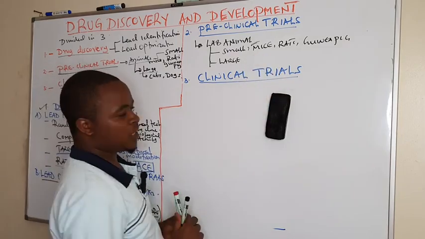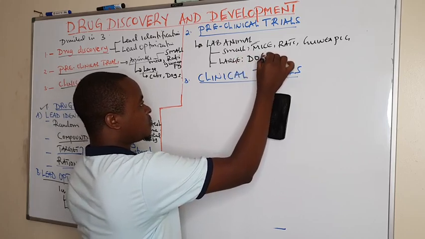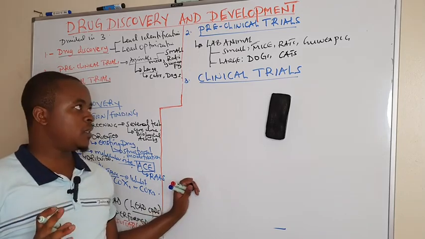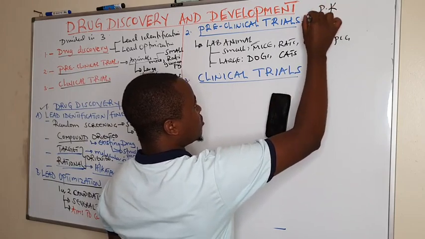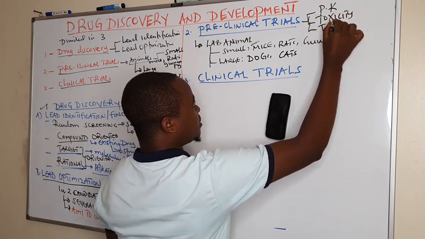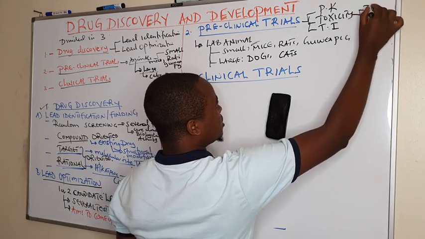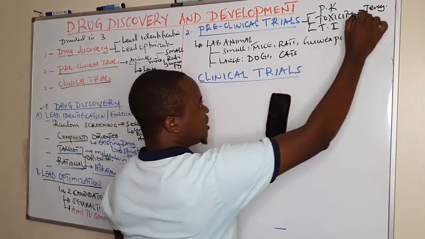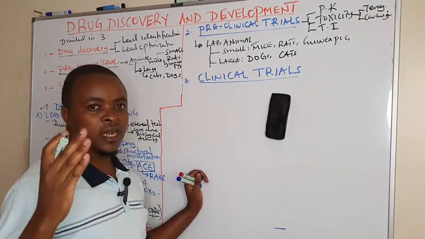After it has passed the small animals, then we subject it to large animals like dogs. We can use cats to do further studies. And as we have said, the major aim of preclinical trials is to come up with general pharmacokinetics, to do toxicity studies, and to determine the therapeutic index of the drug. Under toxicity, we can determine the teratogenicity to see if the candidate drug has effect on the fetus, or we can do carcinogenic studies to see if the candidate drug has ability to cause cancer.